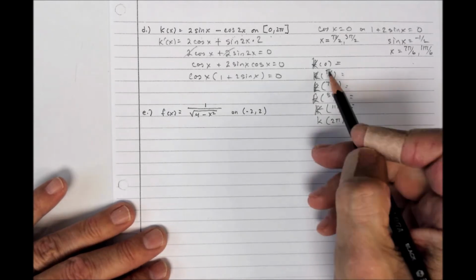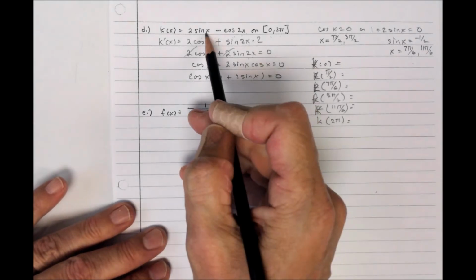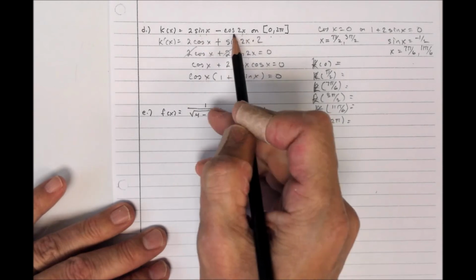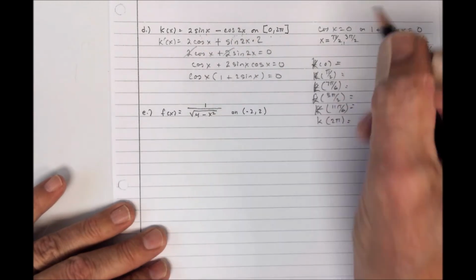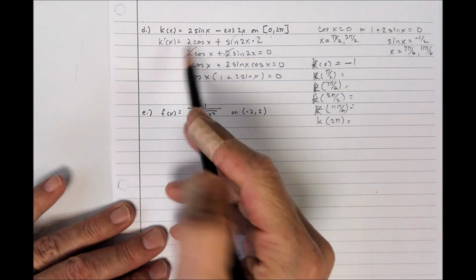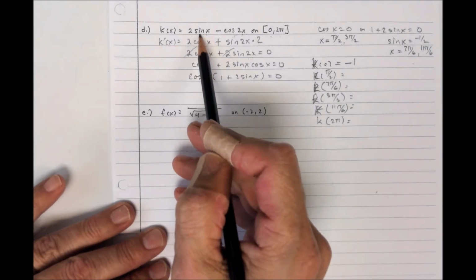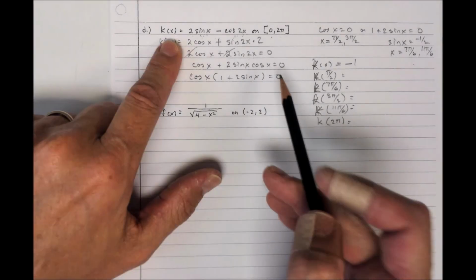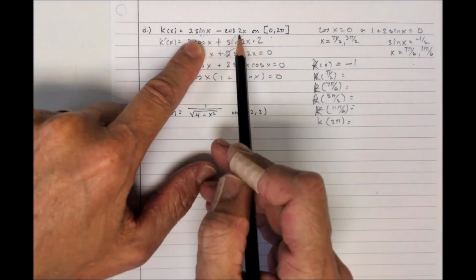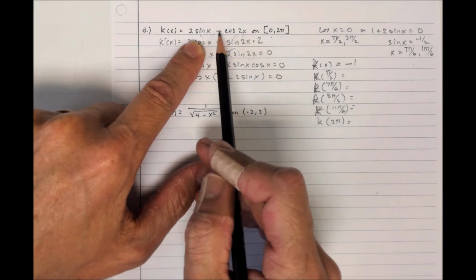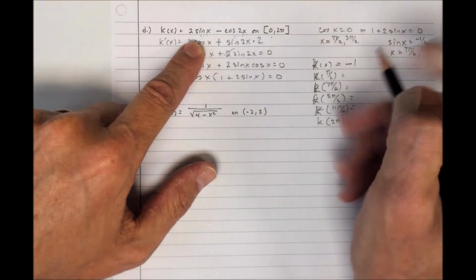Now, if I plug in 0, I get 0 here. Cosine of 0 is 1, so I get -1. If I plug pi over 2 in, the sine of pi over 2 is 1, so that's going to be 2 minus the cosine of pi, which would be a -1. So I'd have minus a -1. 2 minus -1 is 3.